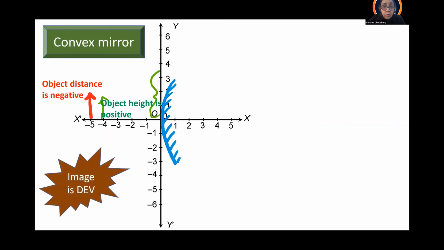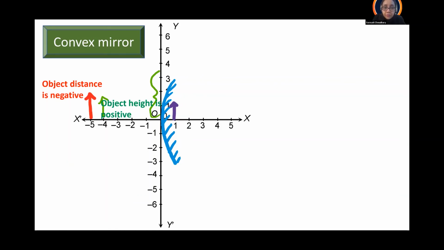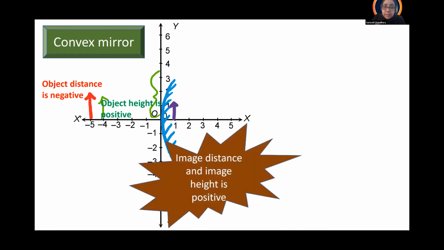Now you know that for a convex mirror, the image is virtual. And virtual means the image is formed behind the mirror, and it is diminished in nature but erect. So the image distance as well as the image height are positive. Why is the image distance positive? Because it's lying on the positive x-axis, and the image height is positive because it's moving towards the positive y-axis.